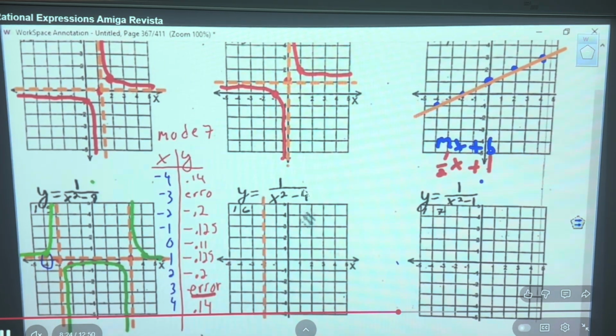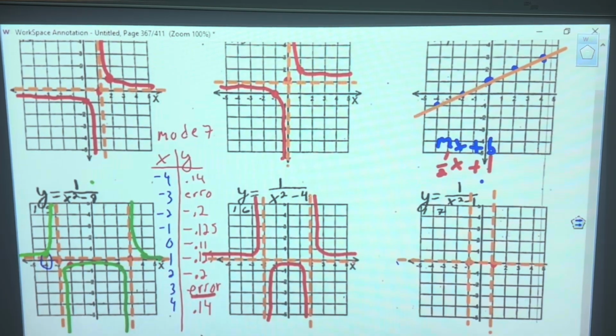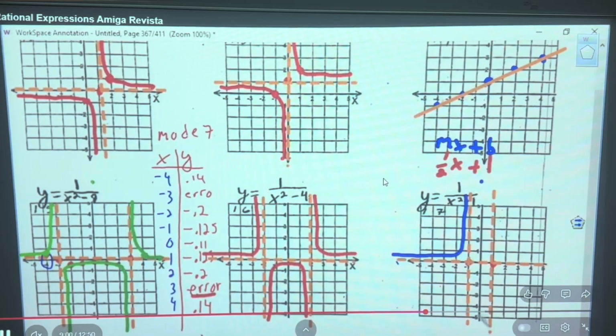X squared minus 4, we're going to factor. That would give us -2 and 2 as our verticals, our horizontal would be y equals 0. It would be the same ghost face shape. And -1 and 1 are our verticals, y equals 0 is our horizontal. And again, it'll give us a ghost face.